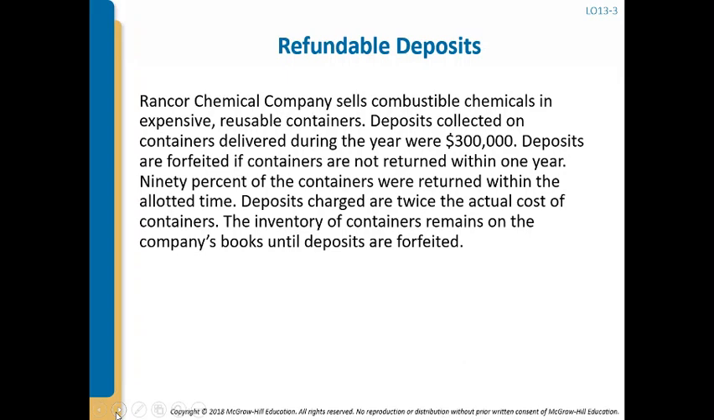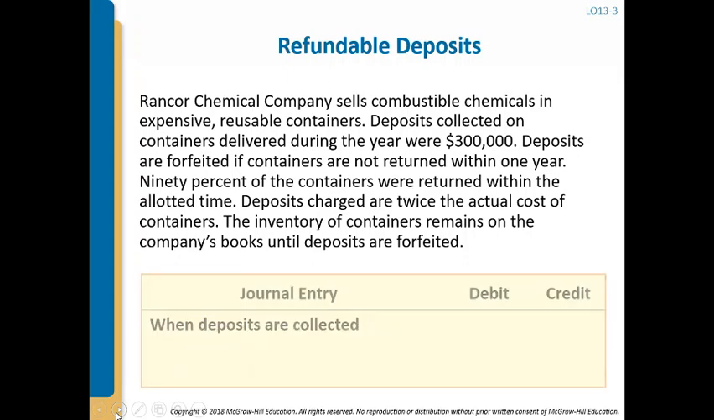And of course, they have to deal with the inventory as well. Even though these containers are being used by their customers, this chemical company still records these containers in their inventory. But because they haven't been returned after 1 year, they've got to take it out of inventory. So that's the second part of this.